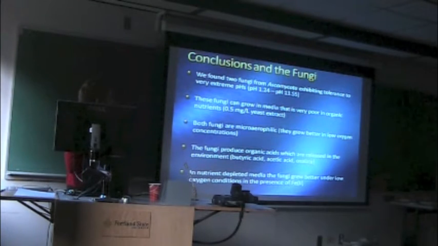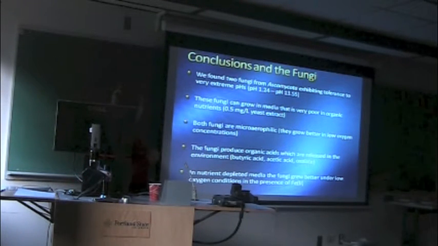So just some conclusions about what we've learned. We have these two fungi from the Ascomycota, and they exhibit a tolerance to very extreme pHs. They grow in very poor organic nutrient, and in fact they will grow with no given nutrient. They're very slow, but they'll grow. They both appear to be microaerophilic. They both produce organic acids, which they release into their environment. And in nutrient-depleted media, they grew better under low oxygen conditions in the presence of iron 2.